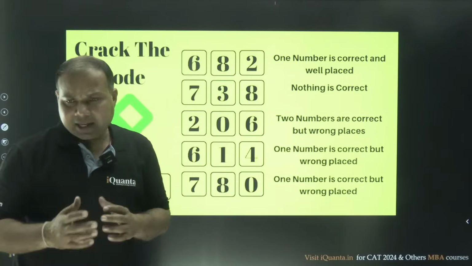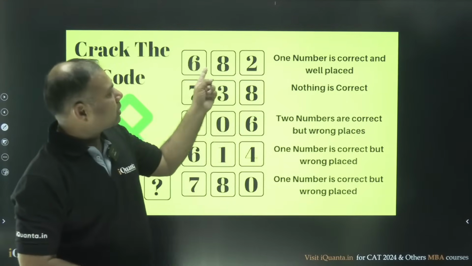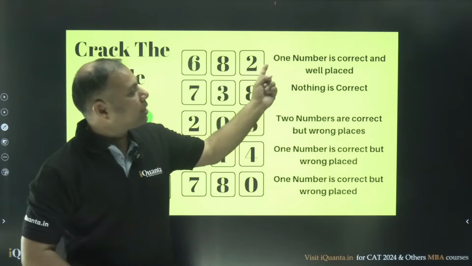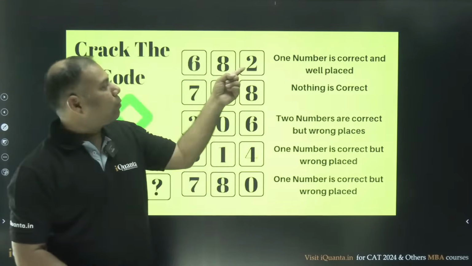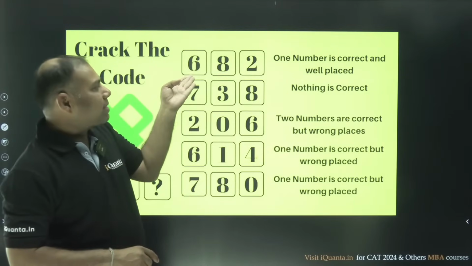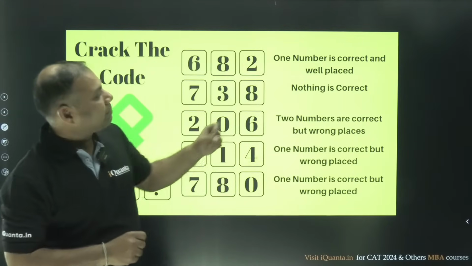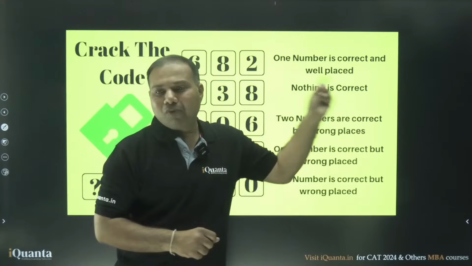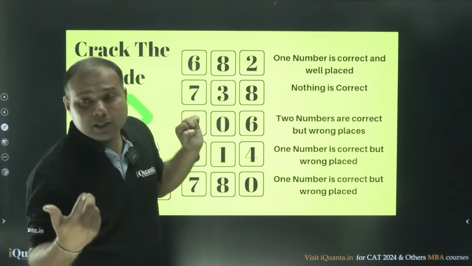ठीक है, तो कैसे करना है? एक question हम ये साथ में कर रहे हैं. So be with me. So this first clue has a remark that 1 number is correct and well placed. मतलब इन तीनों में से केवल एक ही नंबर है जो सही है, right, maybe 6 है या 8 है या 2, I am not sure, लेकिन इन तीनों में से एक ही नंबर है जो सही है, and well placed also. Well placed का क्या मतलब है कि वो सही जगह पे भी है. ऐसा भी हो सकता था कि wrong place पे हो.